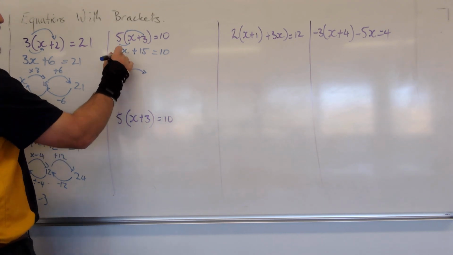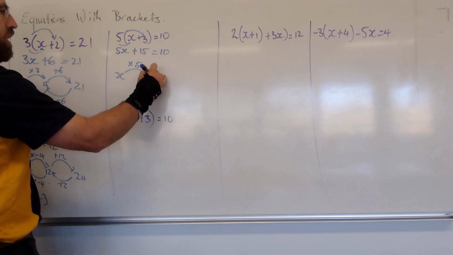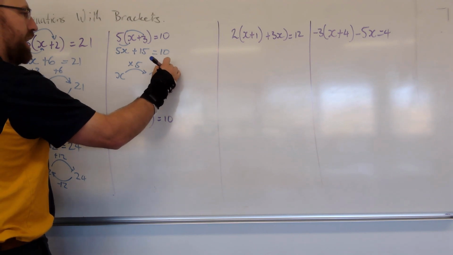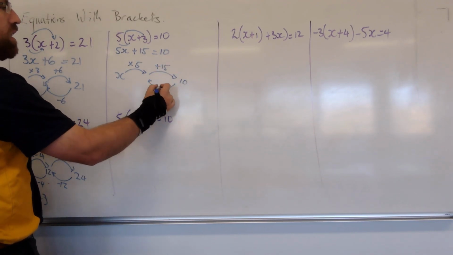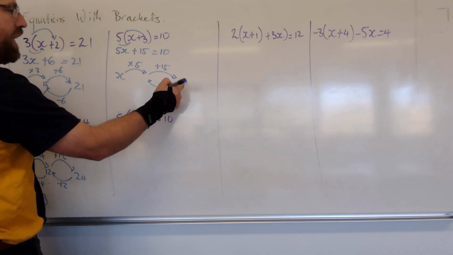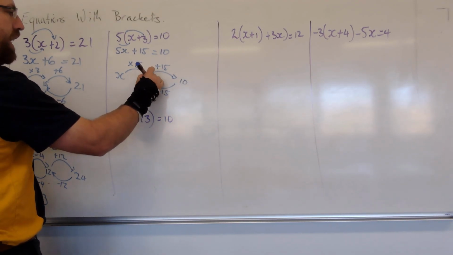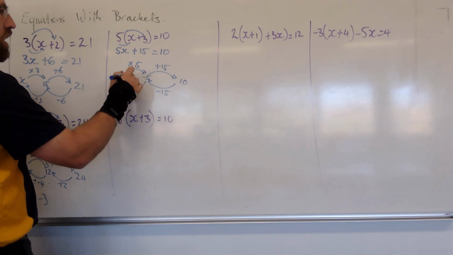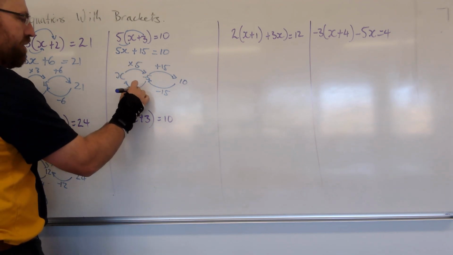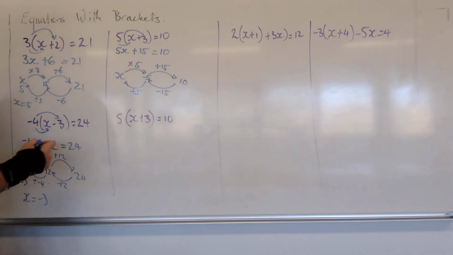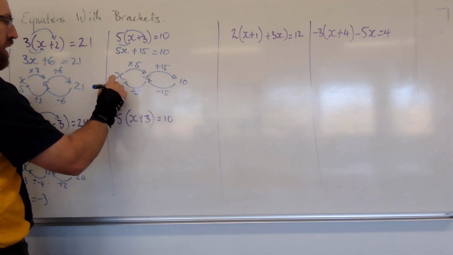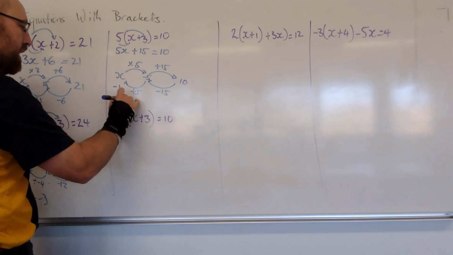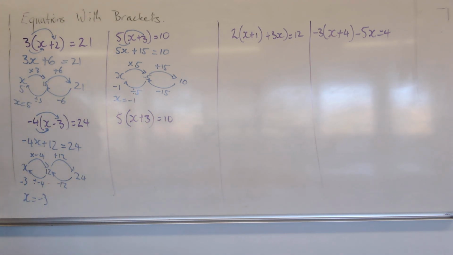Okay, so we start with x, we times by 5, then we add our 15, and our result is 10. We backtrack it. Okay, so we take 15. 10 take 15 is negative 5. Opposite of timesing by 5 is divide by 5. Well, 5 divided by 5 is 1. Negative divided by positive gives us a negative. So x equals negative 1. Okay? So that's one way we can do this, and it works.